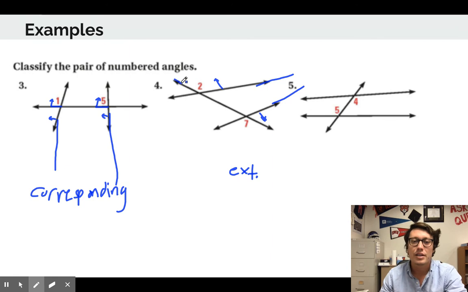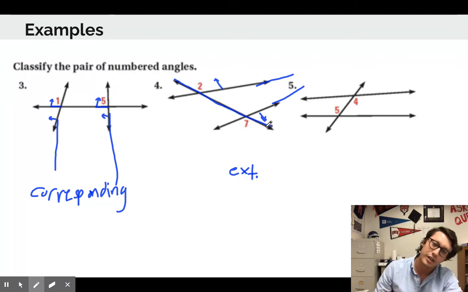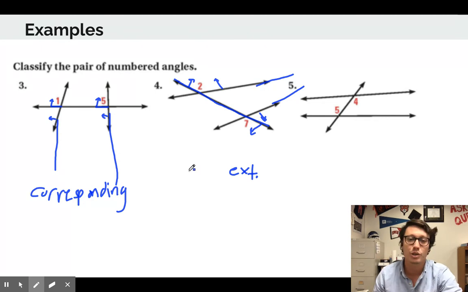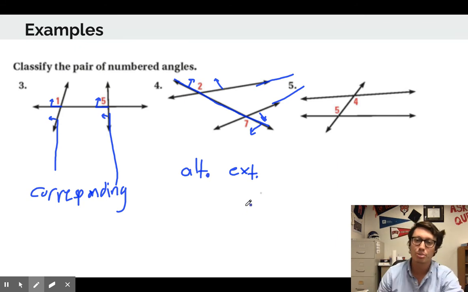Now think, in this transversal, are we on the same side or opposite side? Well, if you tilt your head here to the side, 7 is here to the left and 2 is on the right, which means they are on opposite sides, but we don't say opposite exterior, we say alternate exterior. And again, I stink at writing and I don't like it, so I'm going to abbreviate here.